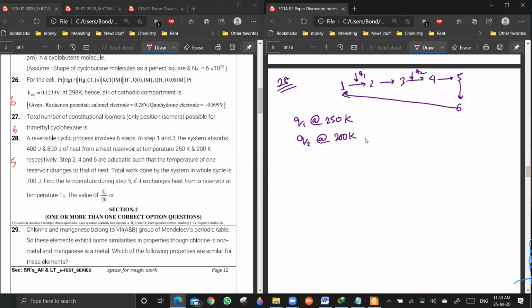Q1 and Q2 is given. Q1 is 400 joules and Q2 is 800 joules. Now, it is saying that 2, 4, and 6 are steps where Q is equal to 0. Then this step is Q is equal to 0. And this step is Q is equal to 0. These steps are adiabatic.